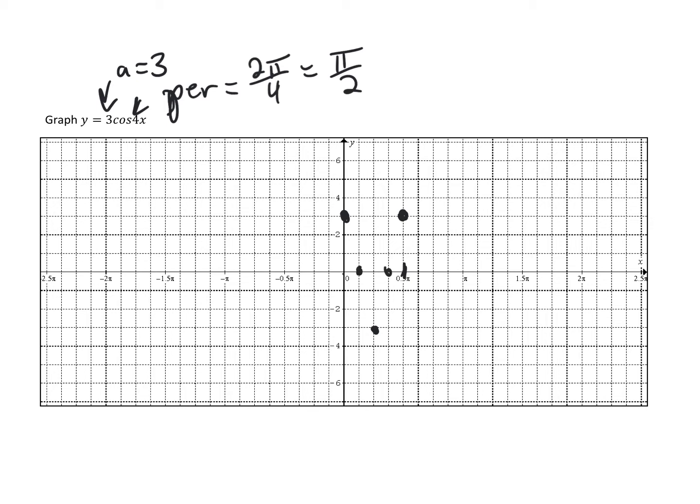Here's an example of cosine. Now the 3, our A, is our amplitude, and this time our B value is 4. So our period is 2 pi divided by 4, or pi over 2. So if it starts at 0, it's going to finish one full cycle by the time it reaches pi over 2, or 0.5 pi. Now it's cosine, so instead of starting at the origin, it's going to start up at the amplitude, and it's going to finish at the amplitude. Halfway, it's going to be down at -3, and then at 1/4 and 3/4 is where it crosses the x-axis.